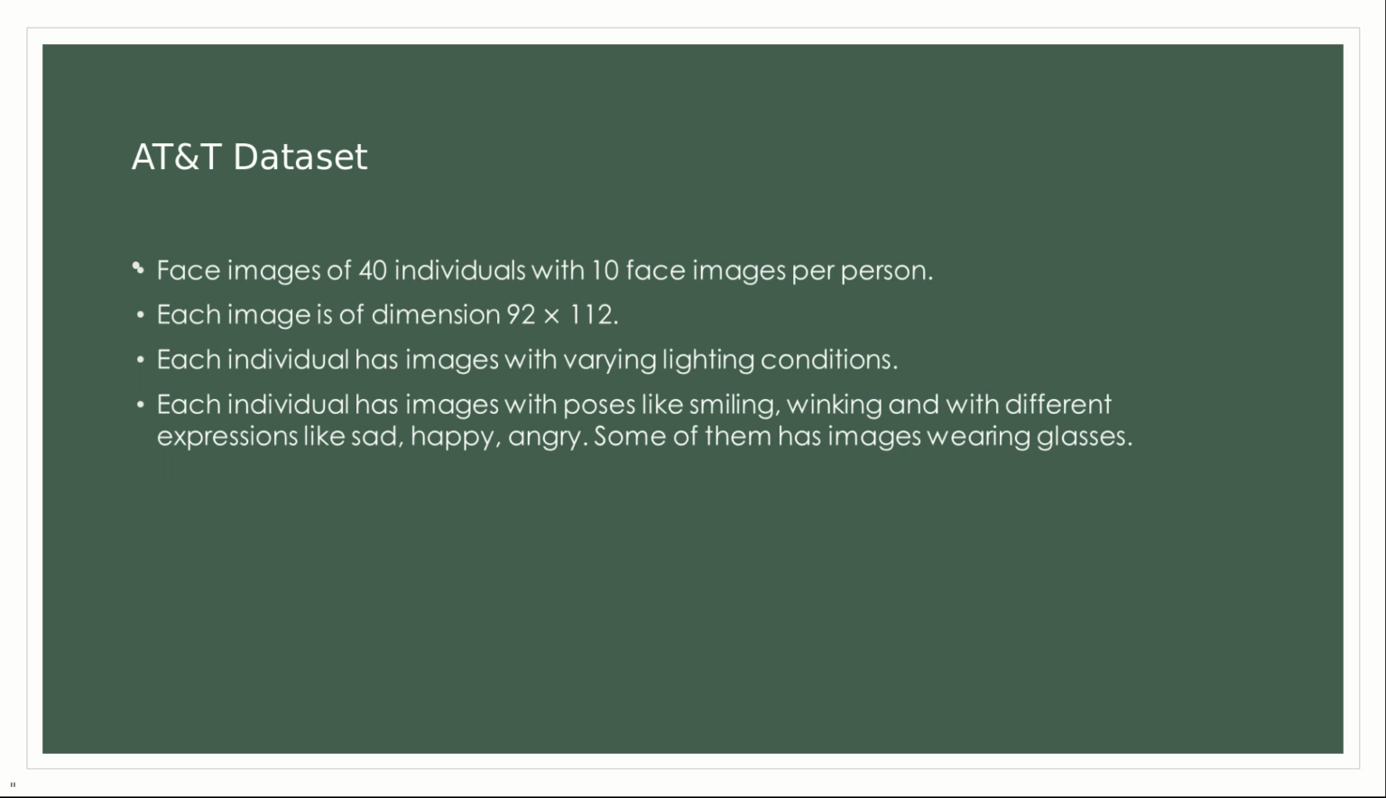So in this project, I have used the AT&T dataset. It consists of 400 images of 40 individuals with 10 face images per person. Each image is of the same size, which is a prerequisite for using PCA. Each individual has images with varying lighting conditions, though each is adequately lighted. All of the individuals in the images have different poses: some are smiling, some are winking, some are sad, some are happy, some without glasses, some with glasses. So now it's time for the demo.